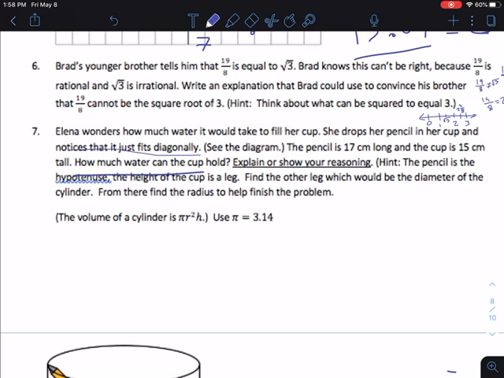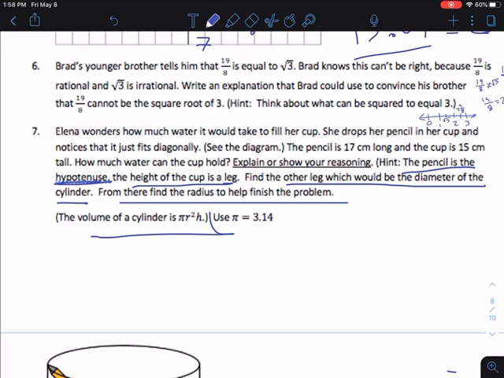Okay, so how much water can the cup hold? They give us some hints here, which is really nice. It says the pencil is the hypotenuse. The height of the cup is a leg. Find the other leg, which would be the diameter of the cylinder. From there, find the radius to help finish the problem. Oh my gosh, it pretty much tells you how to do it. So, key thing is it tells us the volume of the cylinder is pi r squared, and we're supposed to use 3.14 as pi.